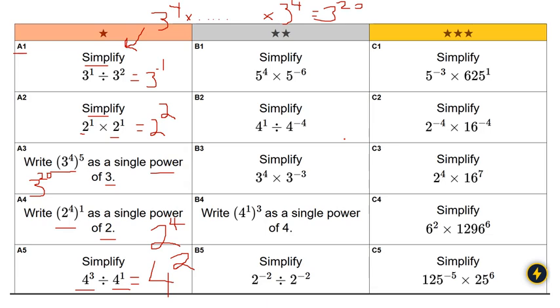B1, the next section here. Simplify 5 to the 4 times 5 to the minus 6. Again, I'm going to add the powers. 4 plus minus 6 is 4 minus 6, which is minus 2.